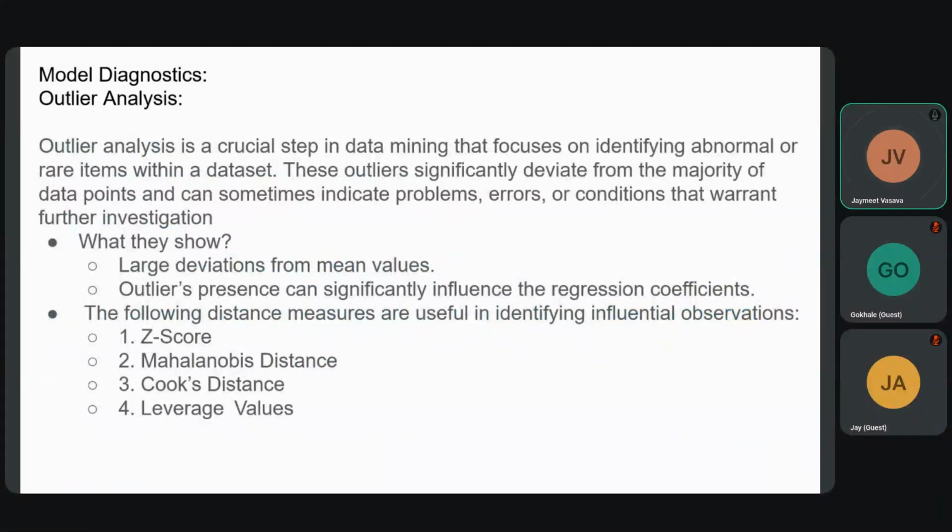Outlier analysis is a crucial step in data mining that focuses on identifying abnormal or rare items within a dataset. These outliers significantly deviate from the majority of the data points and can sometimes indicate problems, errors, or conditions that warrant further investigation. As mentioned before, they show a large deviation from the mean values, and the presence of outliers can significantly influence the regression coefficients.